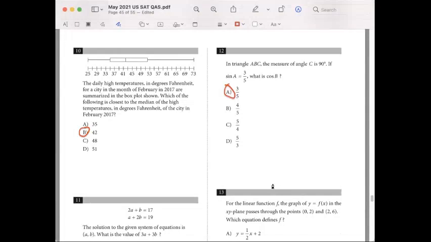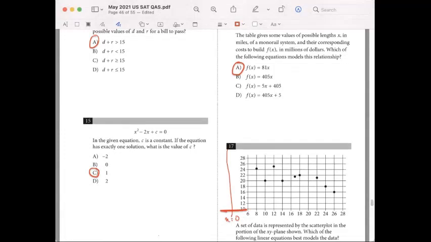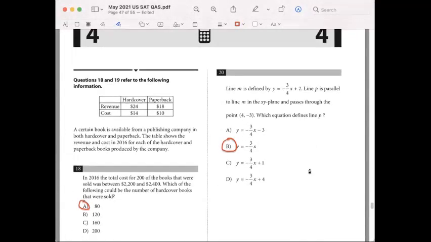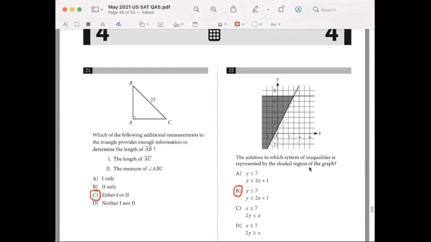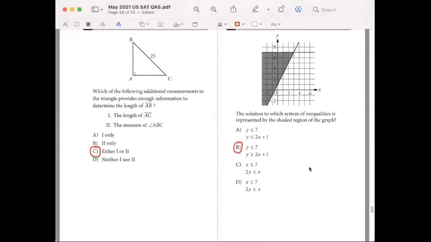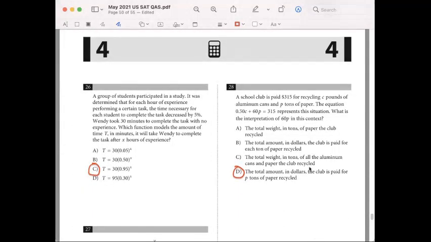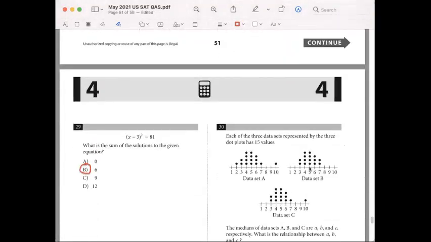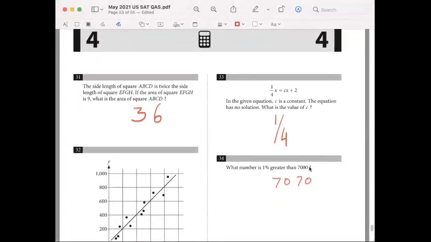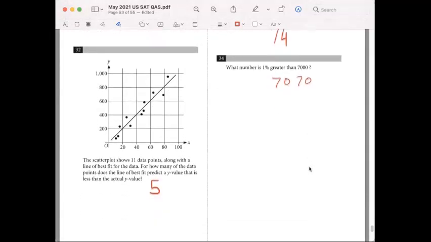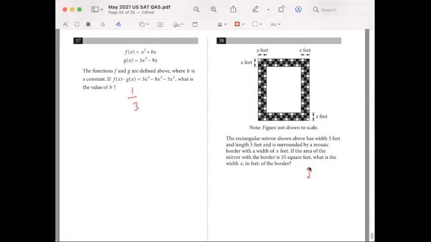11, D, A, C, A, C, D, A, C, A, C. 16, A, A, A, C, B. 21, C, B, C, D, B. 26, C, A, D, B, D. Okay, 31, 36, 514, 7070, 4, 1.62, 1 by 3, and 1. Okay, great. So we got all correct.